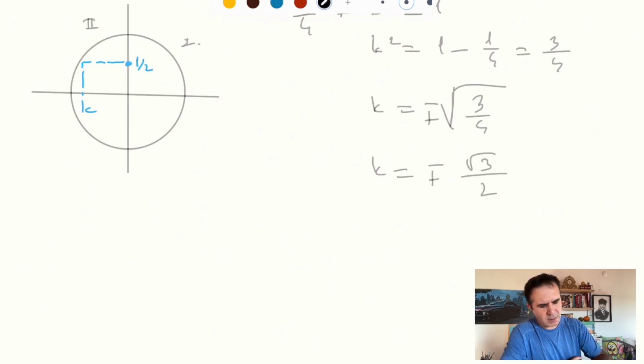But here the x value should be negative. So the answer will be minus square root of 3 over 2.